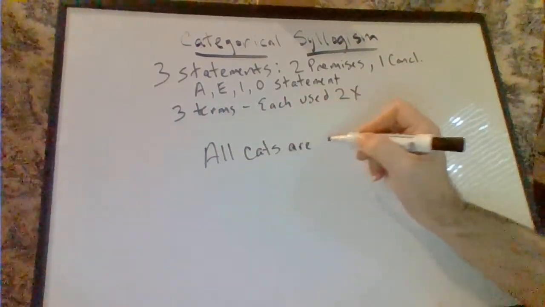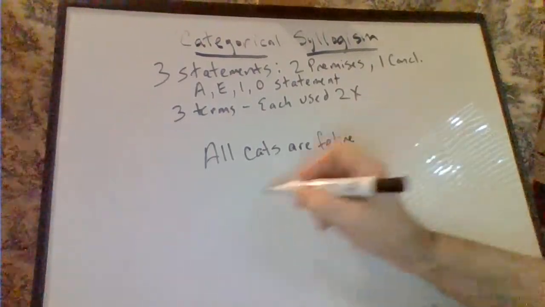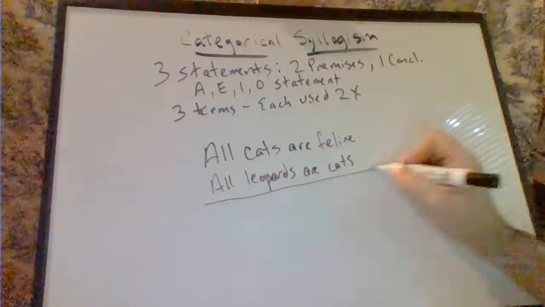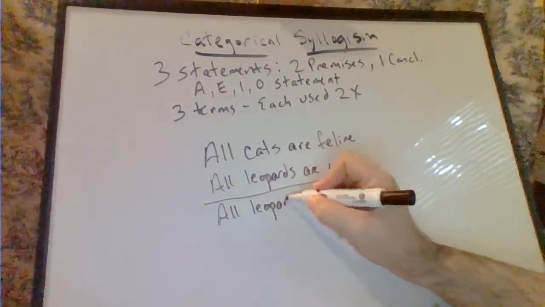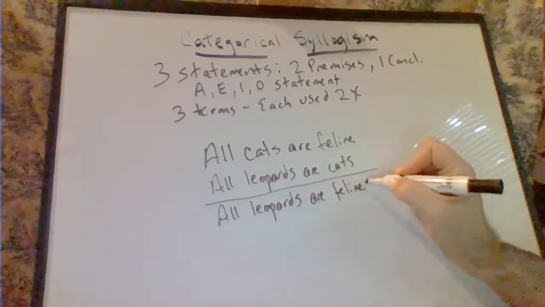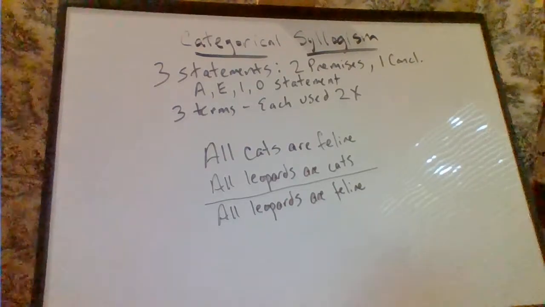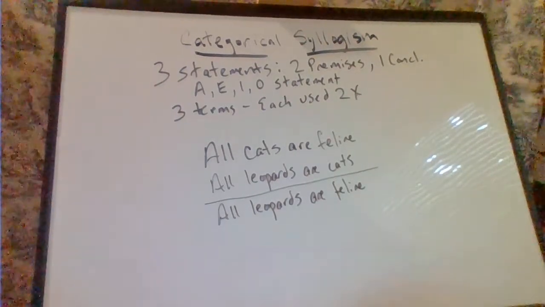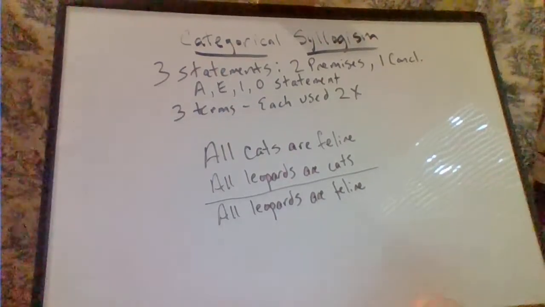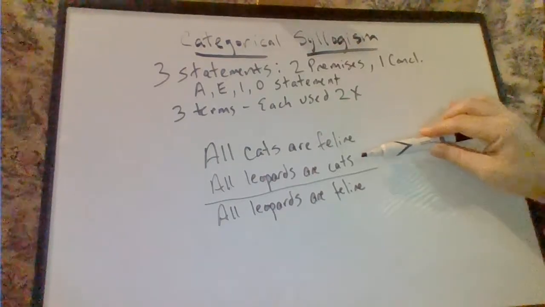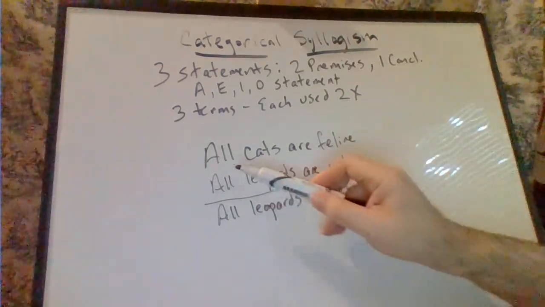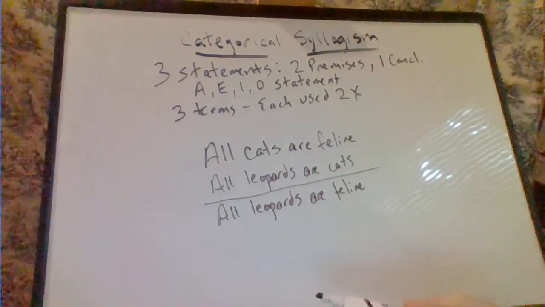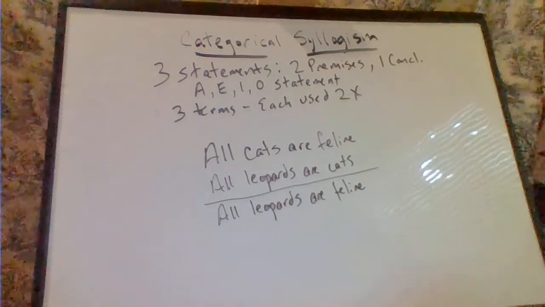So we'll give you this argument that you're already familiar with. Okay. All cats are feline, all leopards are cats, therefore all leopards are feline. So you already are familiar with that argument a little bit. Anyway, we looked at it last week. We just didn't call it a categorical syllogism, but that's what it is. So you can see that there are three statements here. There are two premise statements, one conclusion statement. In this case, they're all A statements, right? All universal affirmative, but they could be a combination of A, E, I, or O. And when we look at the terms, the subject and predicate terms, you'll find that there are three terms, each one used twice.